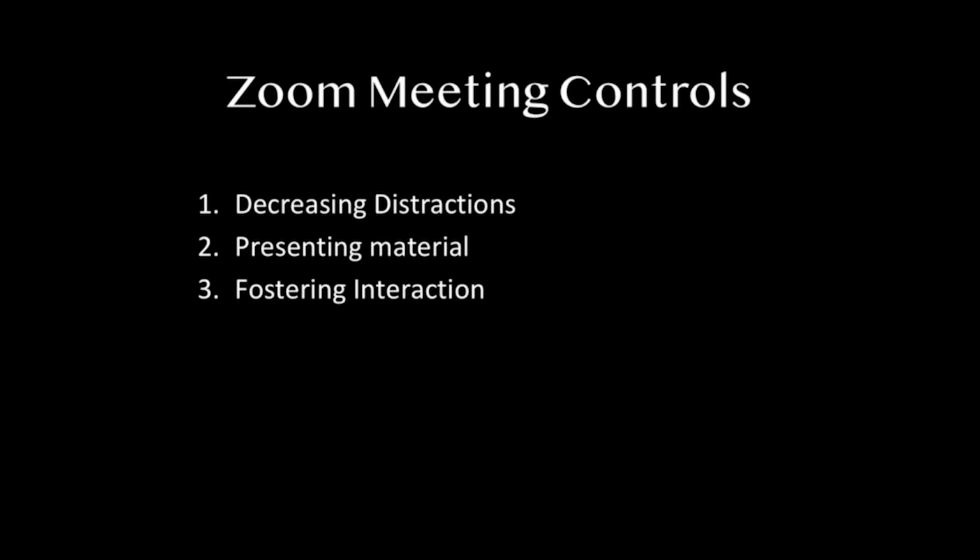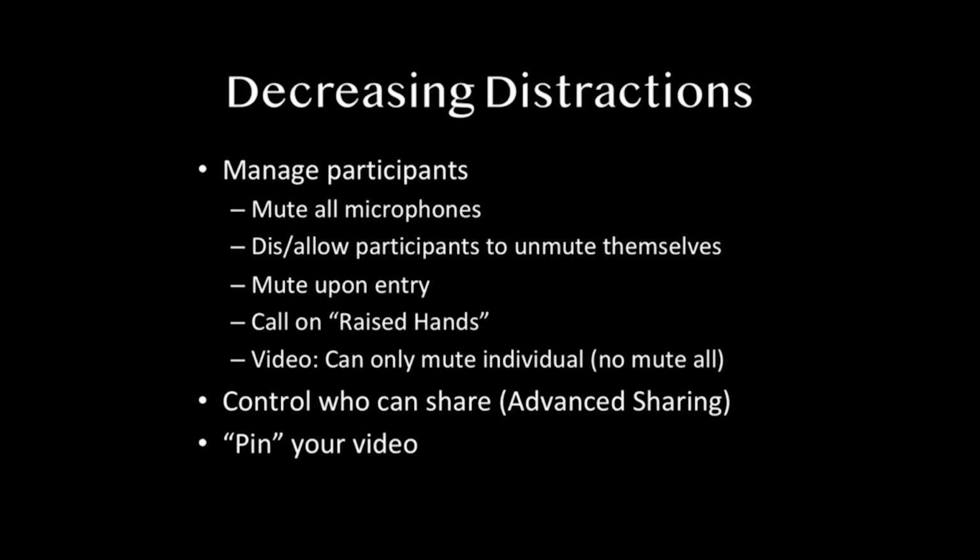Three ways meeting controls can help you are to, number one, decrease distractions in your meeting, number two, allow you to present material, and number three, to foster interaction. In terms of decreasing distractions, you can see there's lots of different ways to do this. Distractions are the number one thing that derail a Zoom meeting. Let's see what these look like in Zoom.